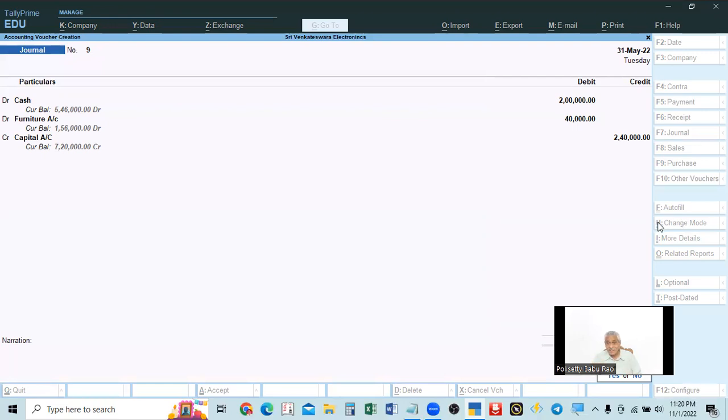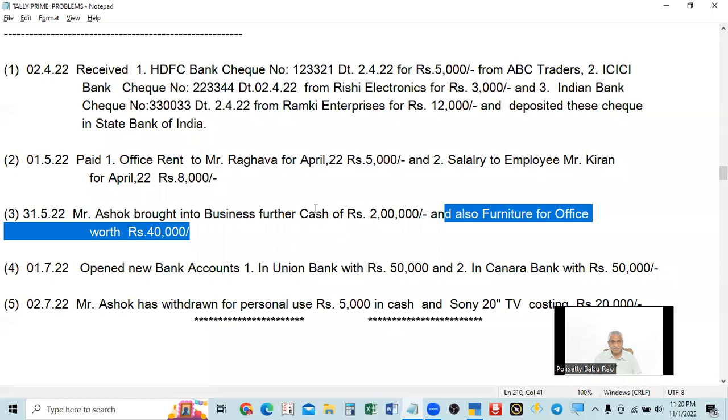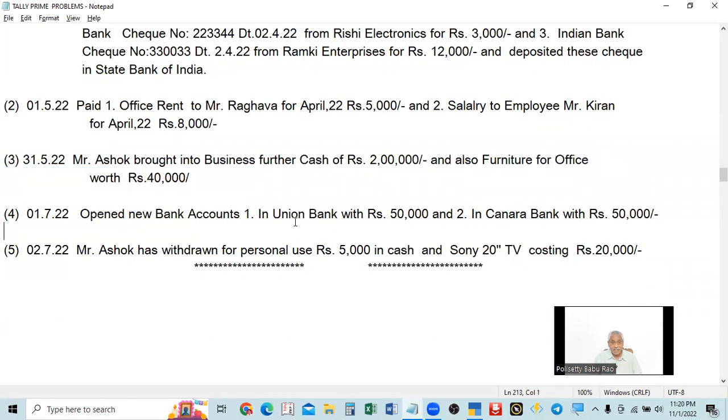You see, Control H, change mode. You try Control H, it will not work. So it is not working. So only double entry mode we can enter in the journal. Next one. So the first one is receipt voucher, the second one is payment voucher, the third one we entered in the journal, and the next one also again.